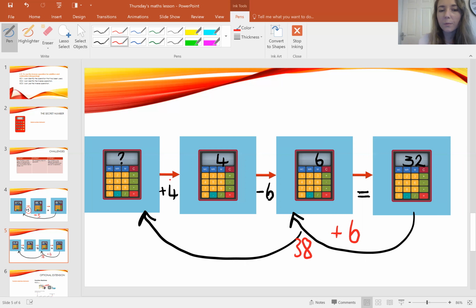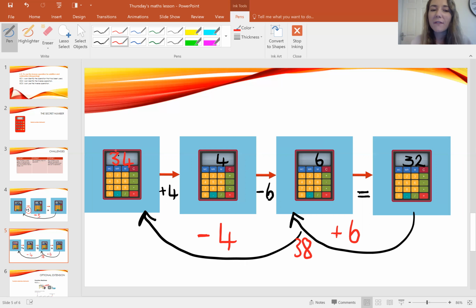And then here we used addition to add 4, so we need to use the inverse, reverse that, and take away 4. So 38 take away 4 is 34. Well done. So the missing number was 34.